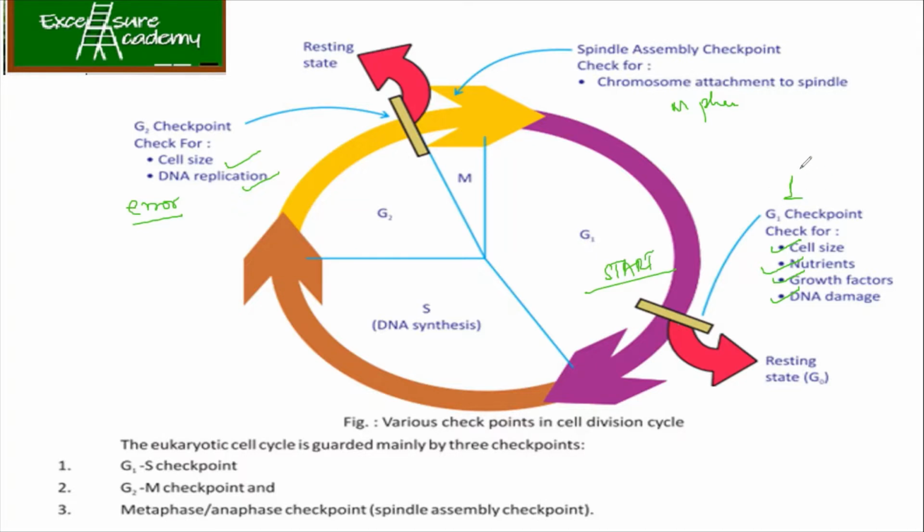So there are three total checkpoints: the G1 and S checkpoint, the G2 and M checkpoint, and the metaphase and anaphase checkpoint, that is the spindle assembly checkpoint. Okay, please remember this.